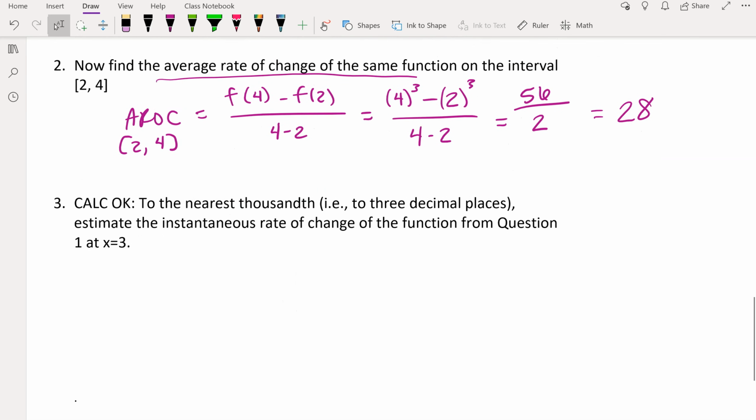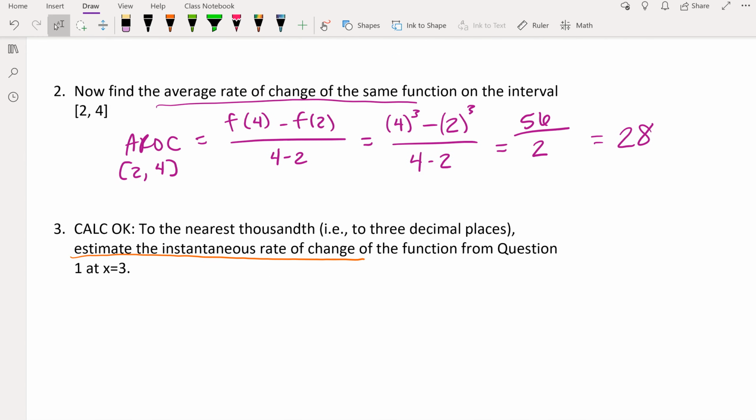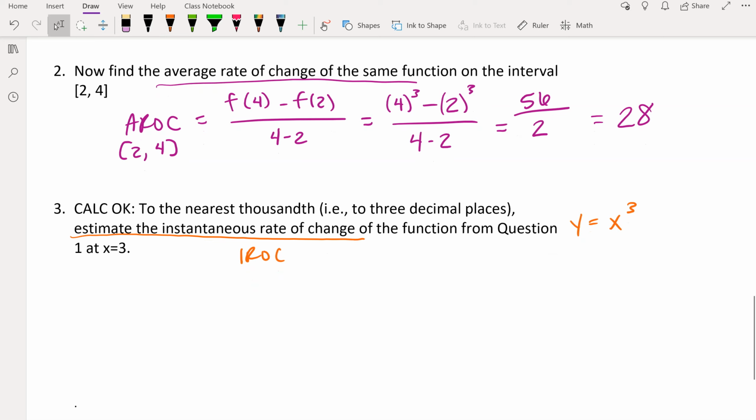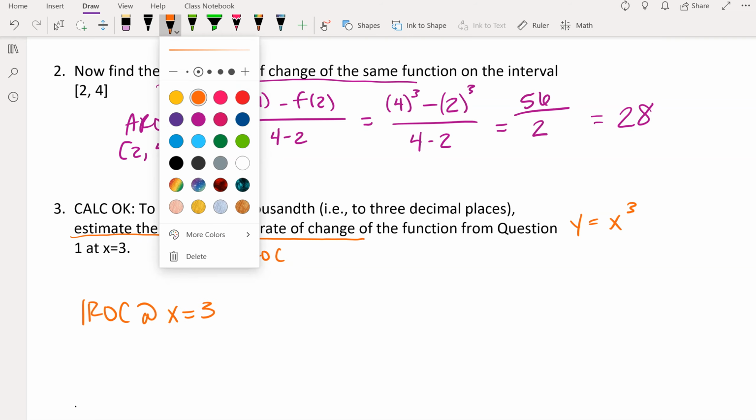So this is the last type of problem you need to know. To the nearest thousandth, estimate the instantaneous rate of change of the function from question 1. Okay, so we're still using this x cubed. So y equals x cubed is my function. And we're trying to estimate instantaneous rate of change. That's IROC. Now, this is what you need to do. You need to use AROC. So IROC at x equals 3.